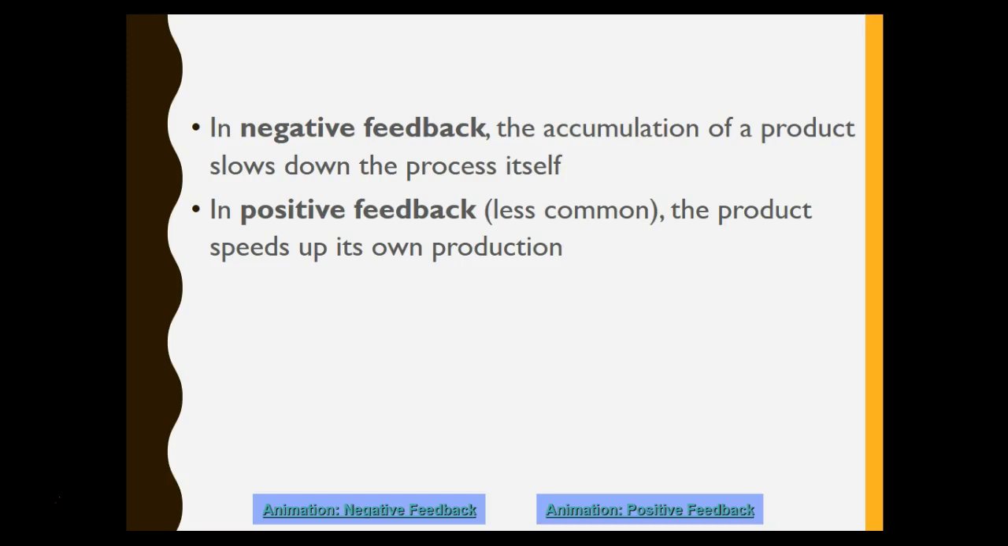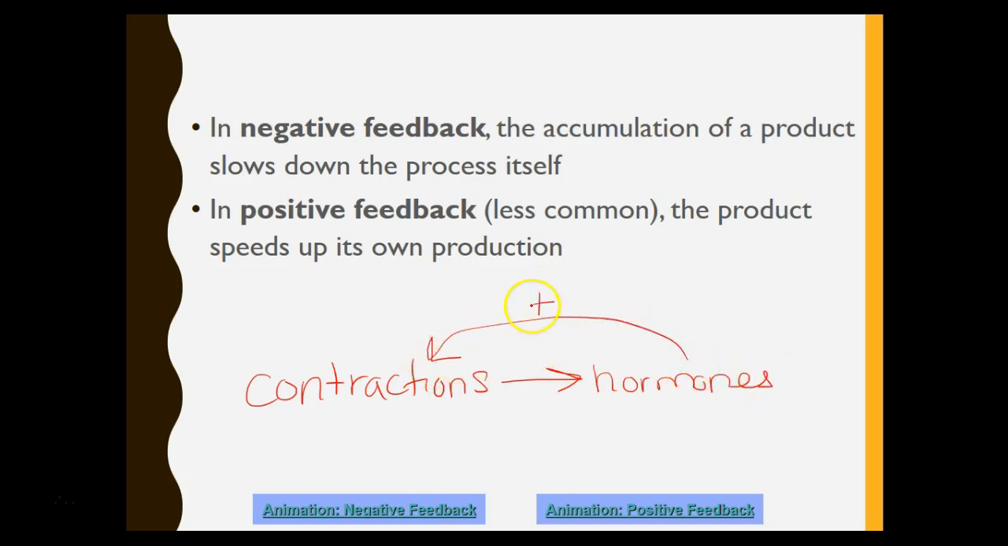In positive feedback, which is a little bit less common, the product of itself speeds up its own production. So an example is childbirth, where a child ready to be born will cause contractions to occur. Those contractions will facilitate the release of a hormone, and that hormone will then facilitate more contractions. So we have contractions, those release hormones. The release of those hormones produces more contractions, and that's going to cause positive feedback.